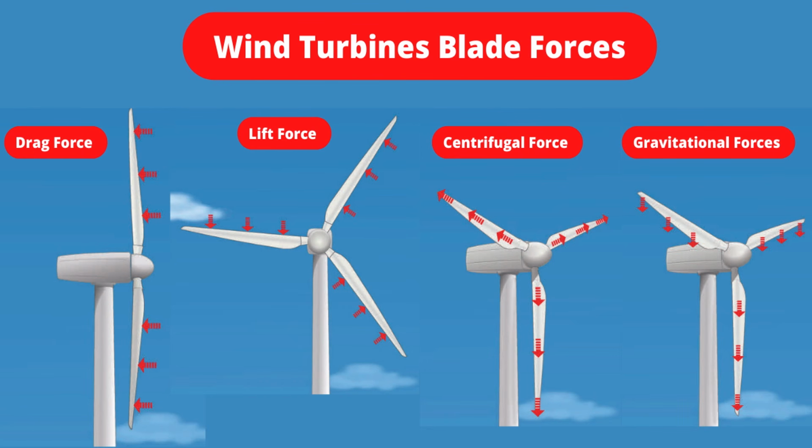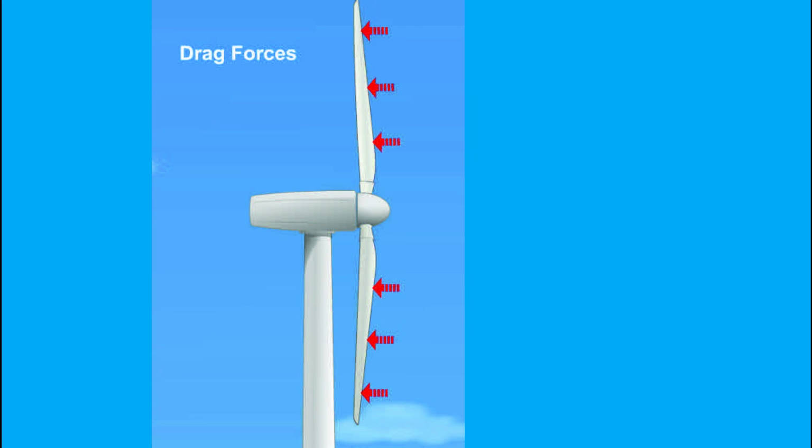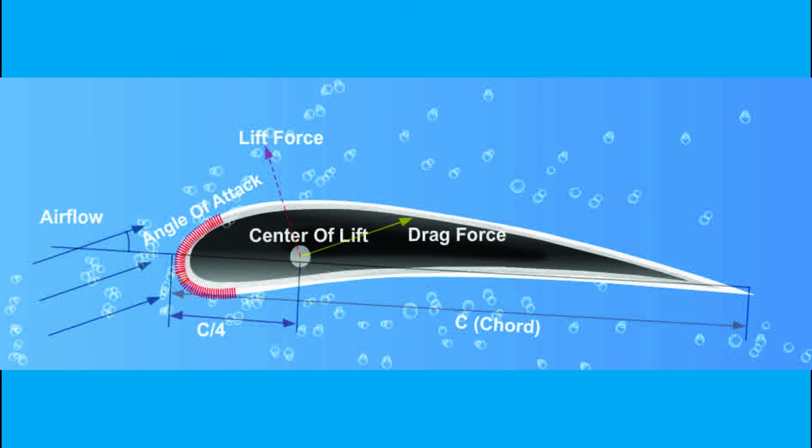The blades of a wind turbine are affected by four forces: drag, lift, centrifugal, and gravitational forces. Drag forces are caused by the air molecules that hit the surface of the blade facing the wind.